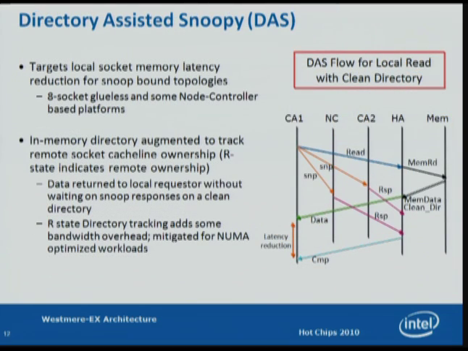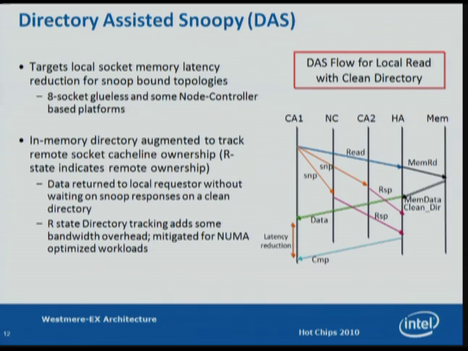Okay, so moving on, directory assisted Snoopy. This is an enhancement to a directory flow, and the idea here is to improve local memory latency for accesses in topologies that are snoop bound, right? If you think of an 8-socket glueless platform with a source snoopy design, each request has to snoop all the other peer caching agents. So in parallel, you go fetch data, but there are situations wherein the data comes in first and you're sitting there waiting for the snoops to resolve.